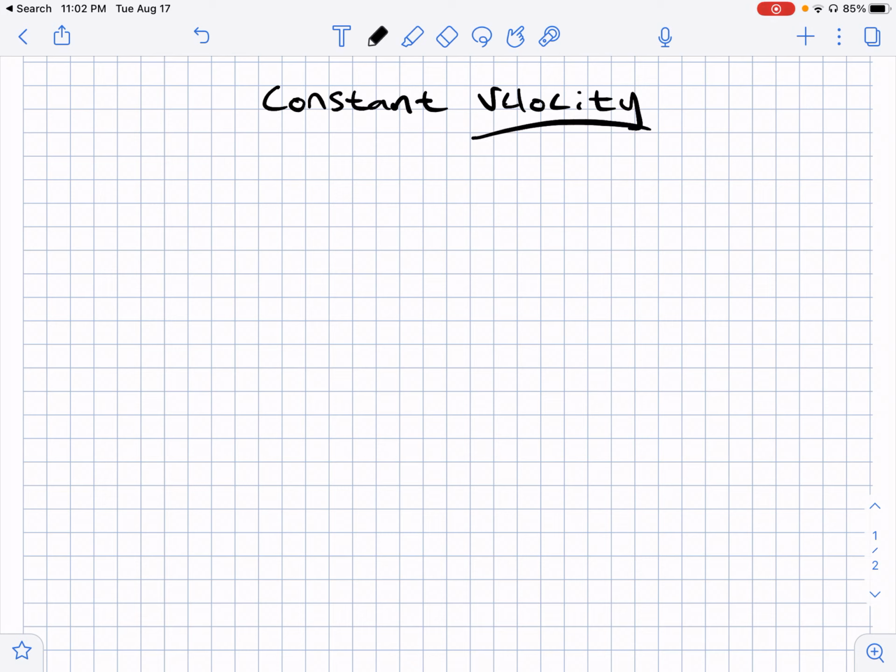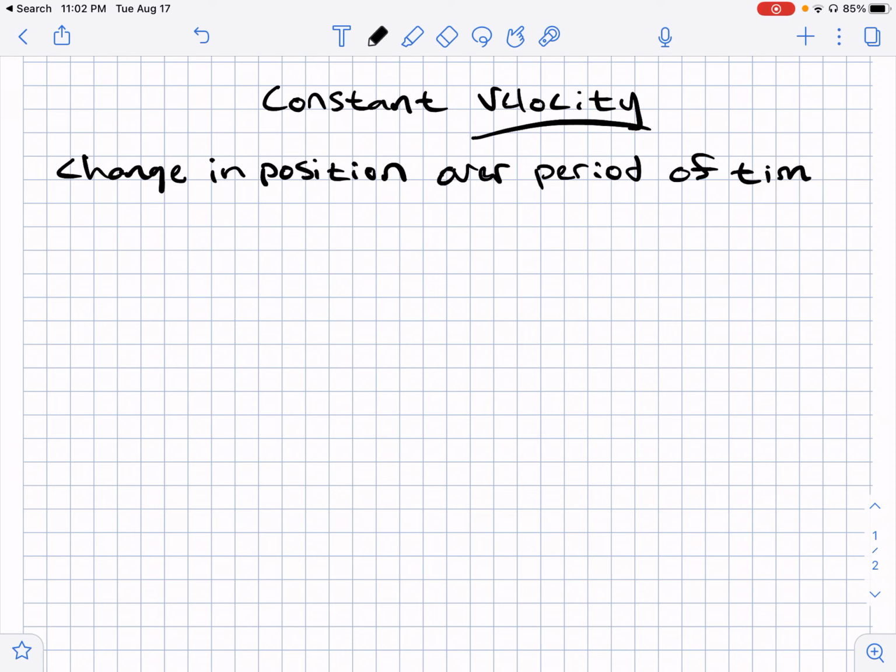If I defined velocity, it would just be an object's change in position. Another word that we use for that is displacement, right? An object's displacement or change in position over a period of time. And that's a basic definition of velocity. Now, a lot of times velocity is confused with speed. Okay, so velocity is not speed. They're different.